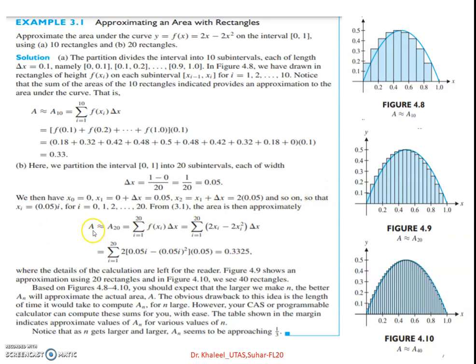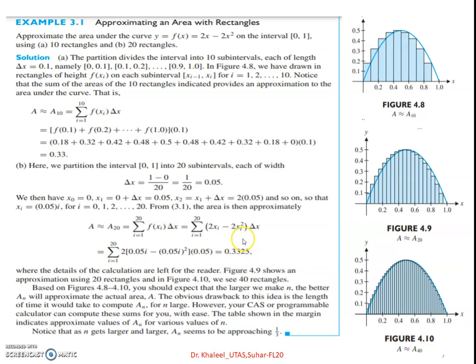So A, that is the area under the curve, is equal to the area of 20 rectangles, the sum from 1 to 20 of f of xi. So 2xi squared here, we substitute the values, because you are substituting using this function, and then find the value of this using the calculator.